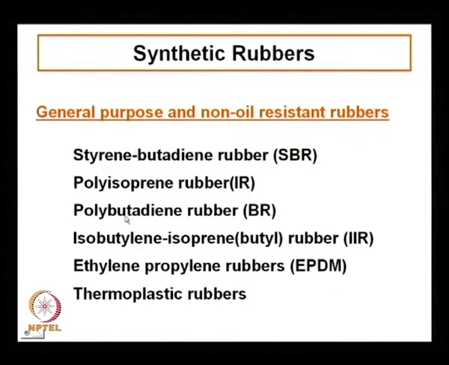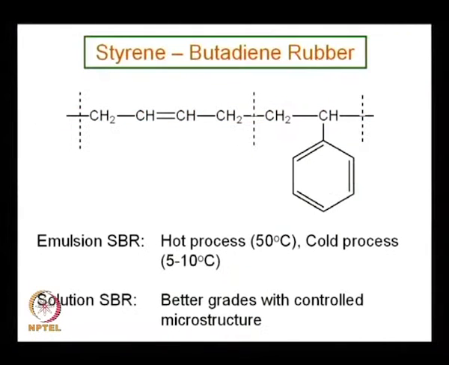Then general purpose and non oil resistant rubbers, these are the examples: styrene butadiene rubber, polyisoprene rubber, IR, polybutadiene rubber, BR, isobutylene isoprene butyl rubber, ethylene propylene rubber EPDM, thermoplastic rubbers. These are non oil resistant rubbers. That means you cannot make any product which has to perform in contact with oil, I mean petroleum based oil, not vegetable oil.